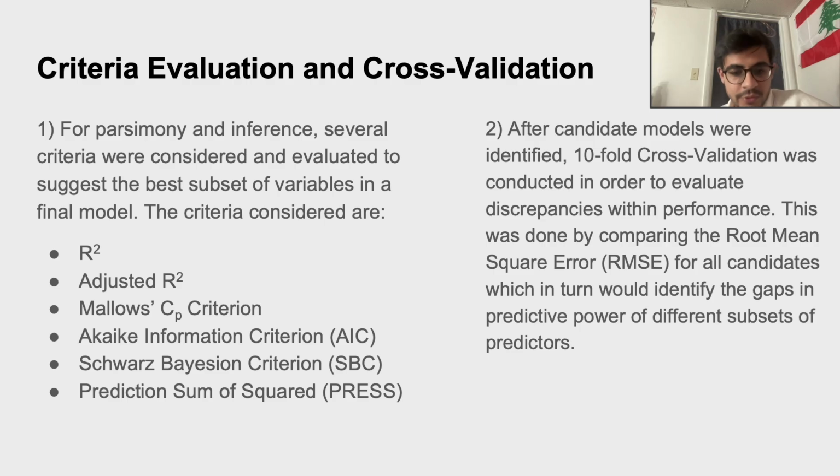The criteria that were considered are R-squared, adjusted R-squared, Mallow's Cp criterion, AIC, SBC, and PRESS. Now, after the candidate models were identified, tenfold cross-validation was conducted in order to evaluate discrepancies in performance, mainly predictive performance. This was done by comparing the root mean square error, or RMSE, for all the candidates, which in turn would identify the gaps in predictive power of different subsets of predictors.